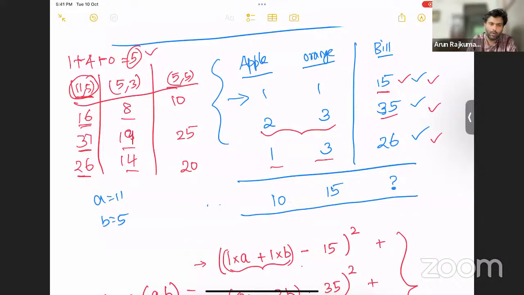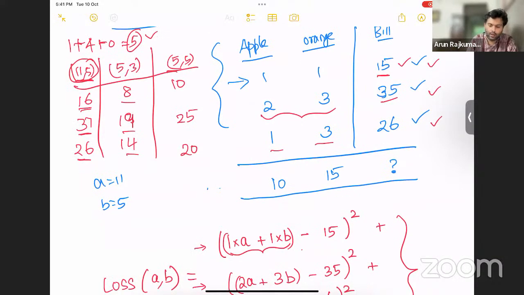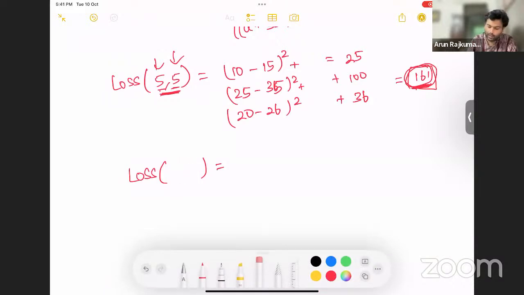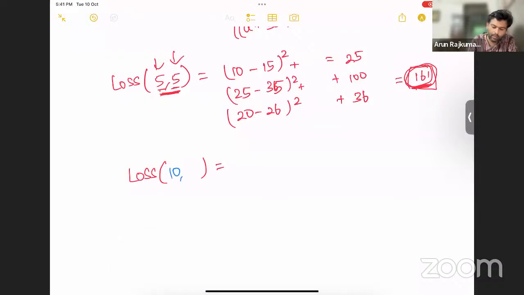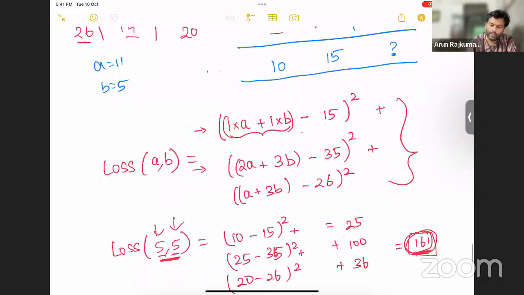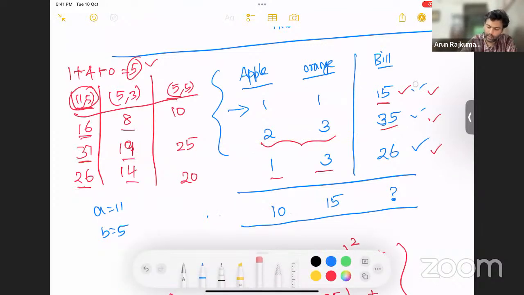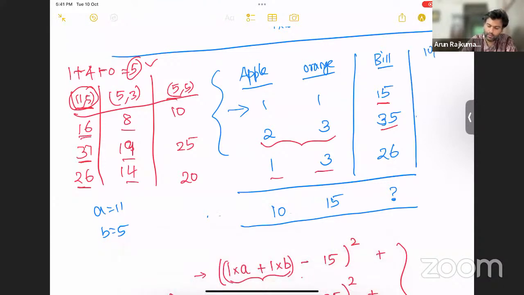Okay, so let's say, how about 10, 5? What happens when it is 10, 5? What would be the prediction on day 1? I need your help in figuring out the answer for 10, 5. Right? So 10, 5. What would I have predicted on day 1?